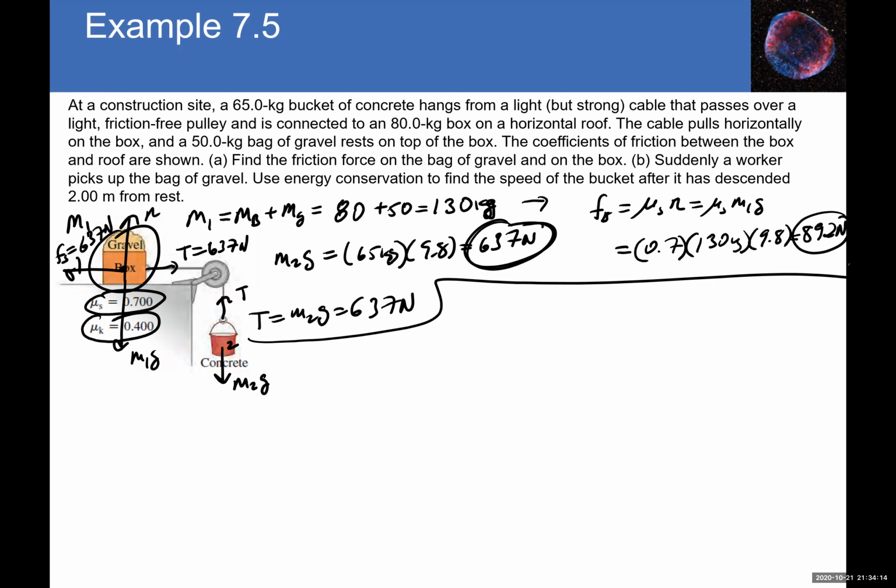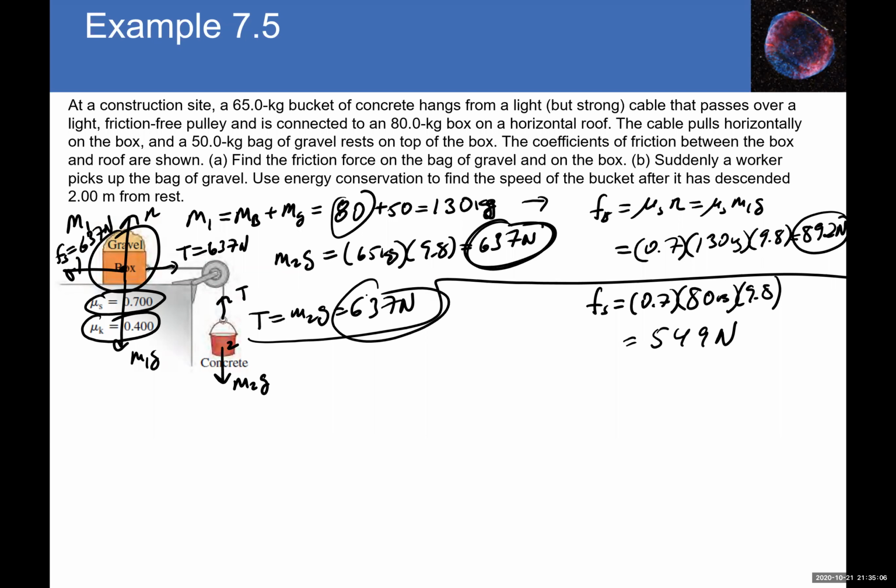All right, that's part B. It says suddenly a worker picks up the bag of gravel. What happens then? What is the static friction now? Well, it's 0.7 times, instead of 130, only 80 kilograms, times 9.8. If I do this, I get about 549 newtons, which is way less than this.